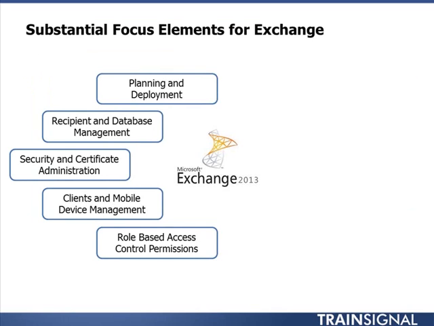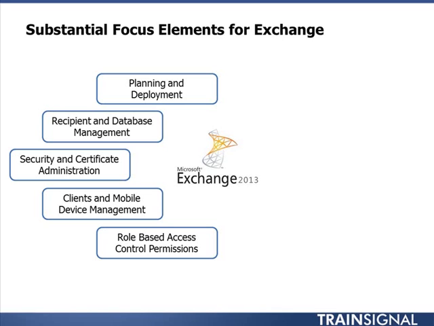On the one hand, we have planning and deployment, recipient and database management, security and certificate administration, clients and mobile device management, and role-based access control permissions. So there are 5 focus elements on the left side. Those are pretty much the basics for getting any Exchange environment up and running.